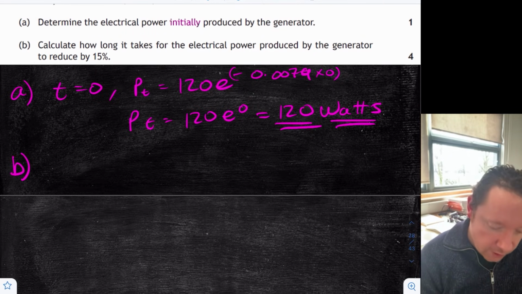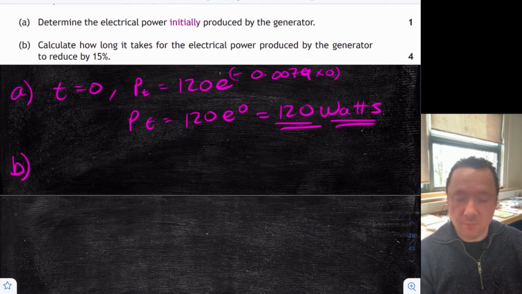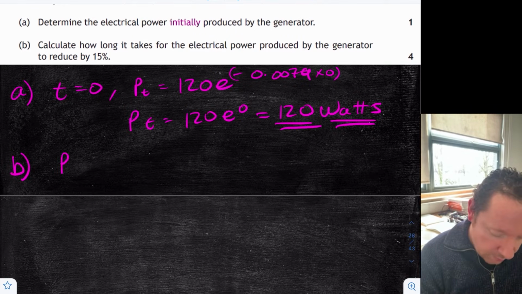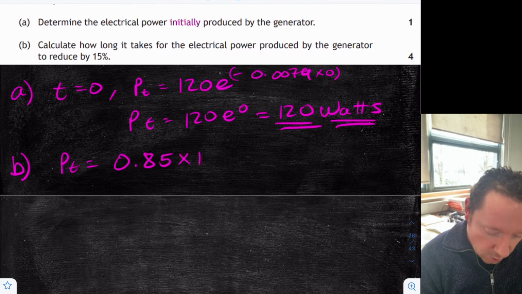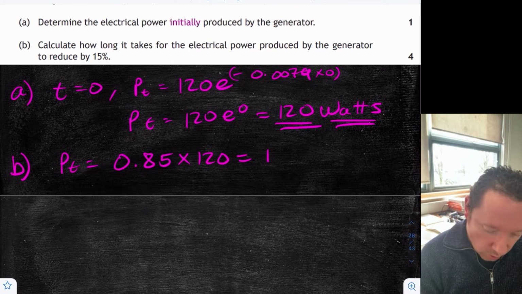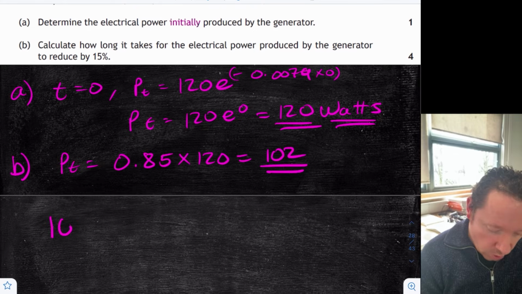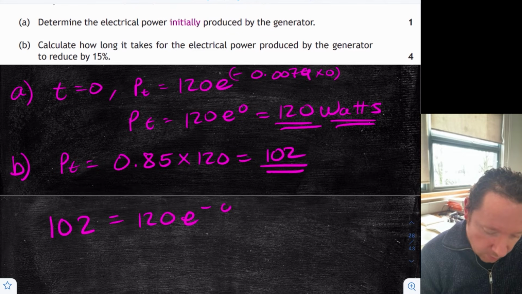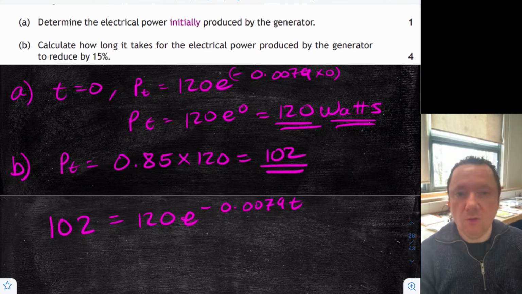So let's reduce this by 15% by doing a little bit of maths. If it's reduced by 15%, there's 85% left. So that means that the power is going to be 0.85 times 120. And you just get a calculator out for that to get 102. So that's our new power. So that means that 102 equals the initial power, 120, e to the minus 0.0079t. And we're going to solve for t.